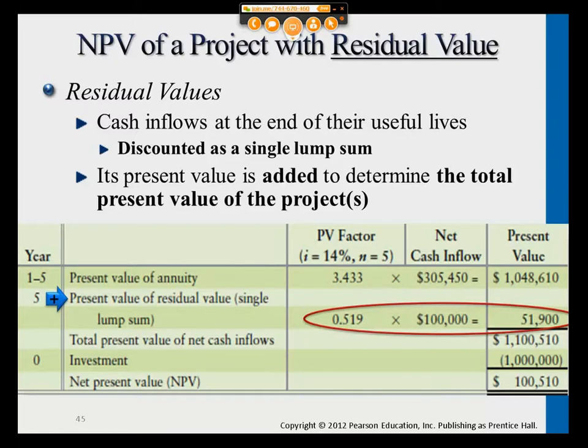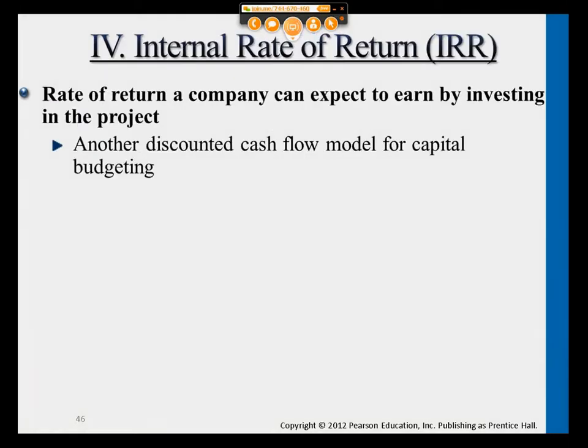But that's not it. We also said that there is another model, and it's called internal rate of return. So we'll start right now talking about the new model. We just talked about net present value. Right now we have a new concept, internal rate of return. So what is internal rate of return?